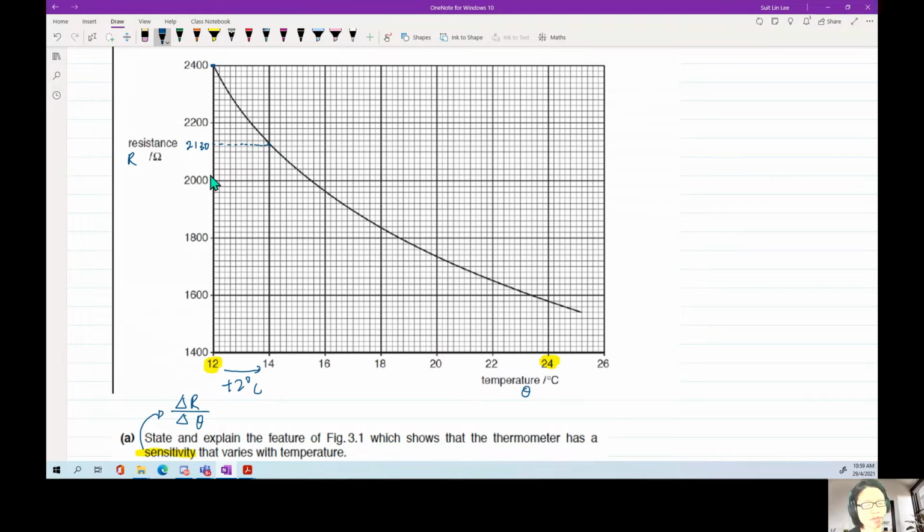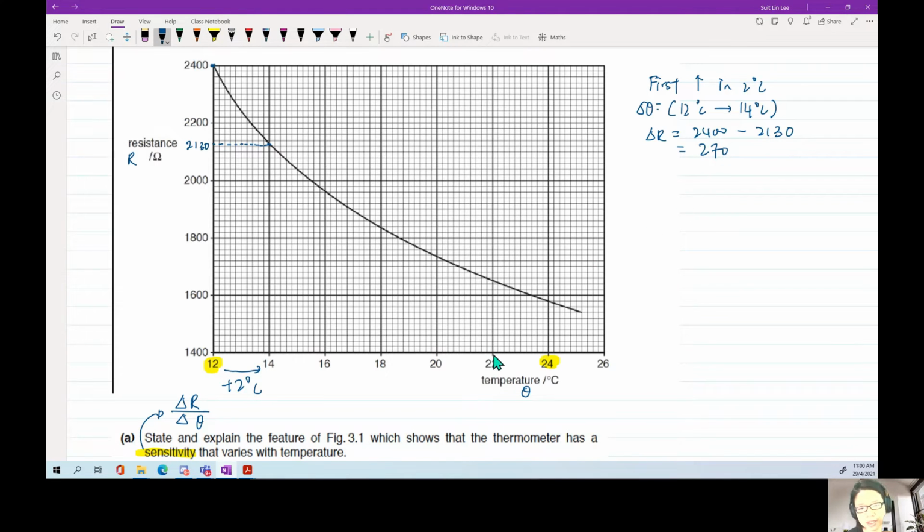So you can see that for the first increase in 2 degrees Celsius, okay, I'll write here, first increase in 2 degrees Celsius. So basically 12 degrees Celsius to 14 degrees Celsius. This is your change in temperature. The change in resistance is 2400 minus 2130. This is 270.